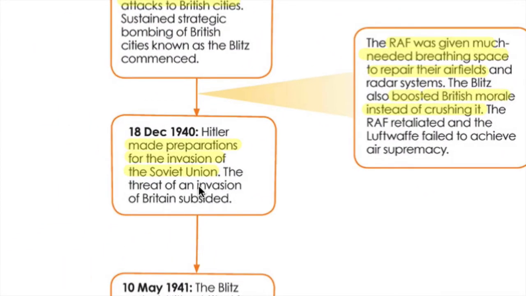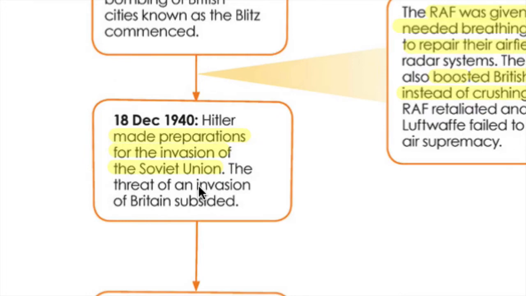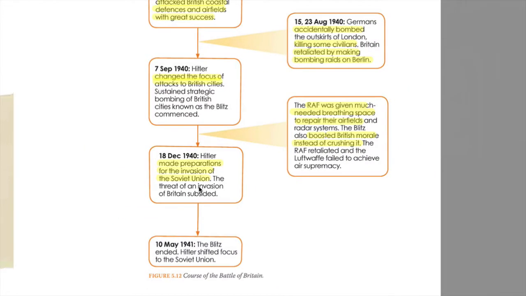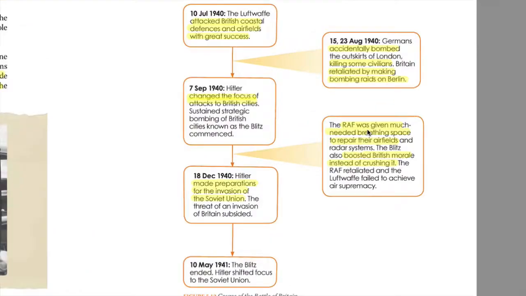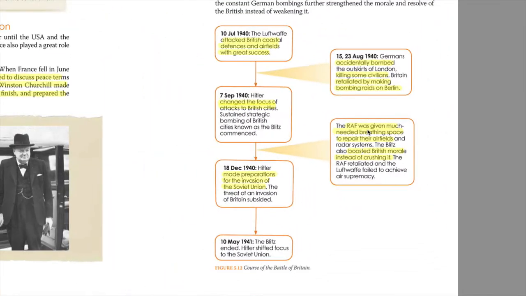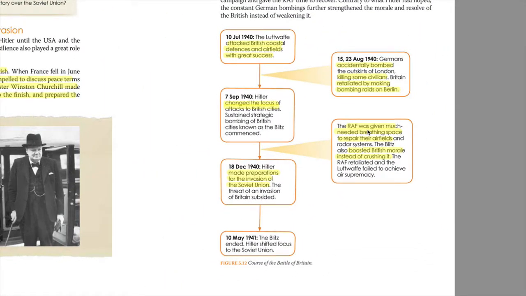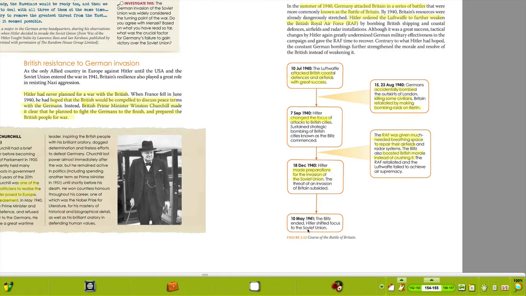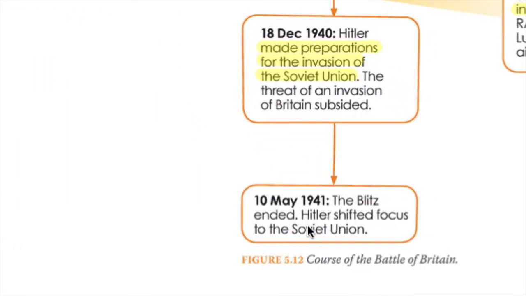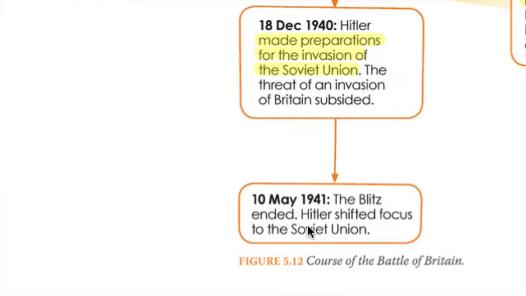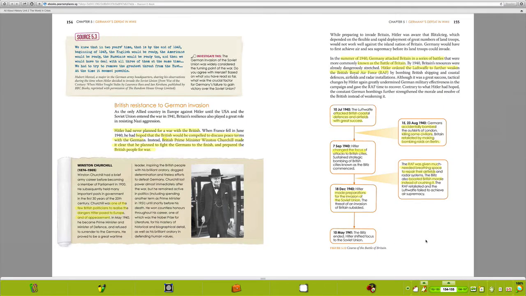A few months later, Hitler made preparations for the invasion of the Soviet Union. Okay, even though this British Royal Air Force problem wasn't solved yet. And the following year, okay, he stopped attacking Britain and focused on the Soviet Union instead.